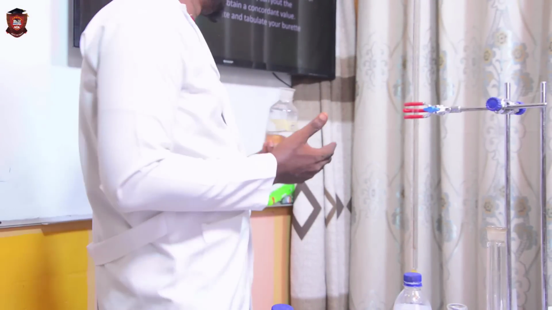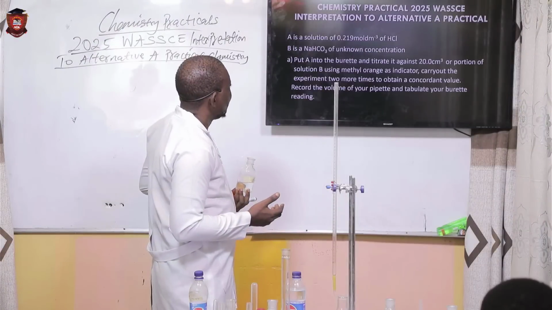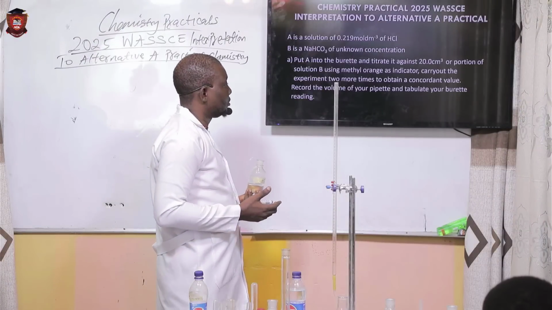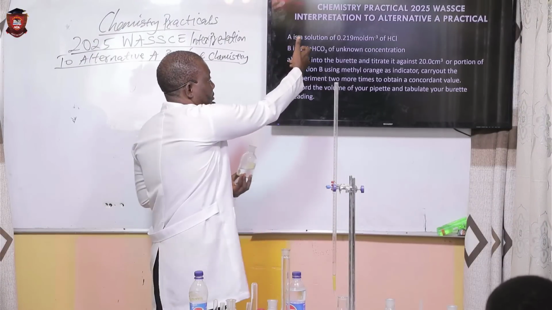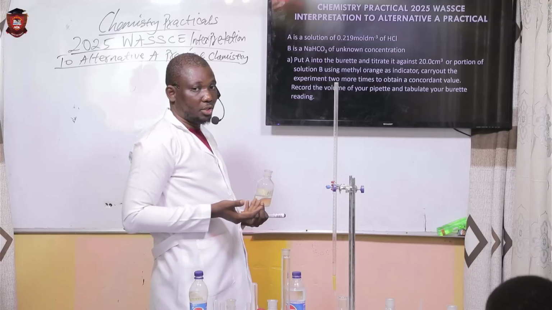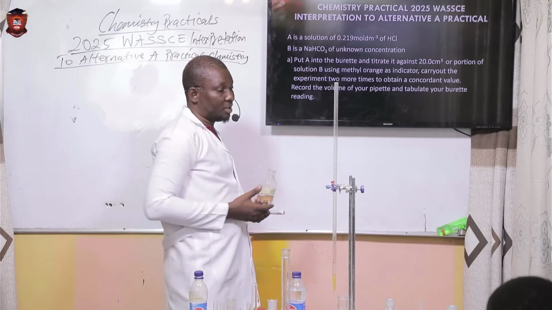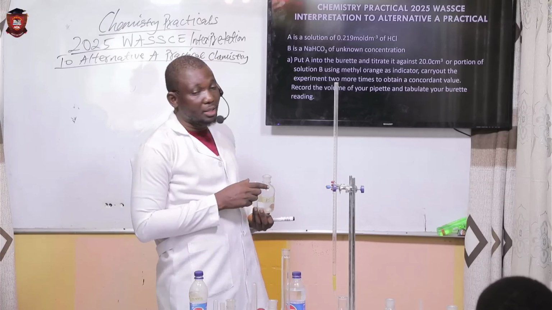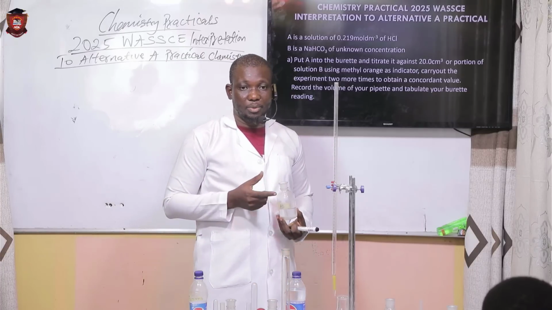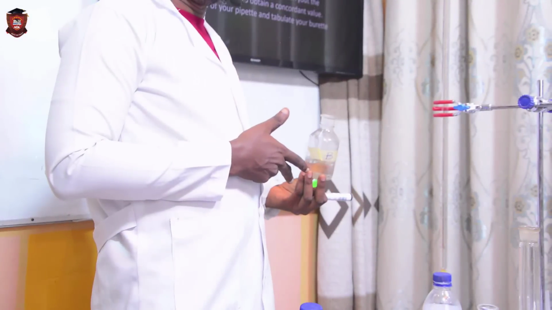That's why if you look at the question, they say that B is NaHCO3. That means B is equal to this compound. We don't know the concentration, but in the course of this experiment, we'll find what B exactly is in mole per dm³. That is the essence of this experiment.